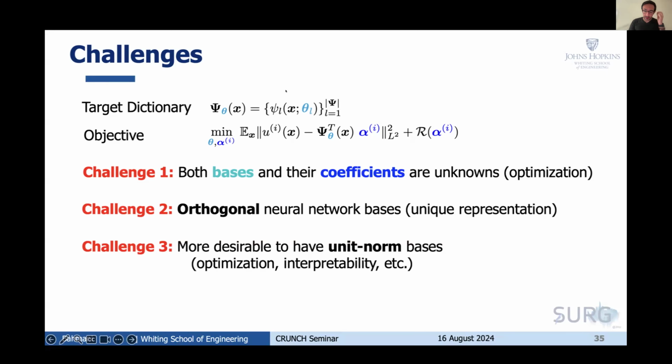Okay, so we have a dictionary which at the beginning you don't have anything. It starts from zero, but let's assume here you have some not trained bases, and your objective is this kind of objective here. But there are multiple challenges. The first challenge is that your basis and coefficient at the same time are unknown, so this is a very ill-behaved optimization problem. The second challenge, because of the unique representation, is that we need orthogonal neural network bases. The third challenge: sometimes not required, but sometimes it's desirable to have unit norm bases, because that helps optimization, and it also has an interpretability component, because the coefficients then tell you how much each basis contributes to your reconstruction.